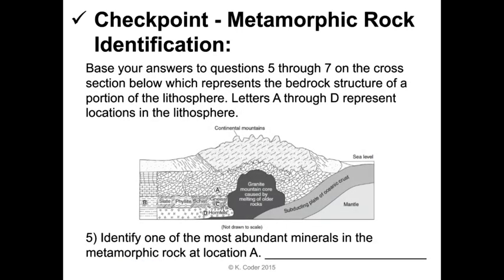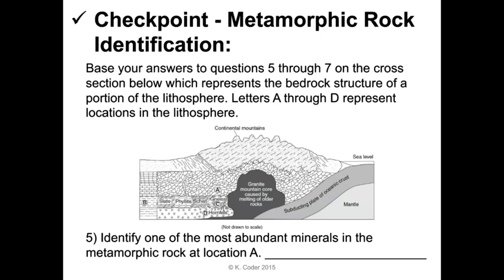Base your answers to questions 5 through 7 on the cross-section below, which represents the bedrock structure of a portion of the lithosphere. Layers A through D represent locations in the lithosphere. Identify one of the most abundant minerals in metamorphic rock at location A.